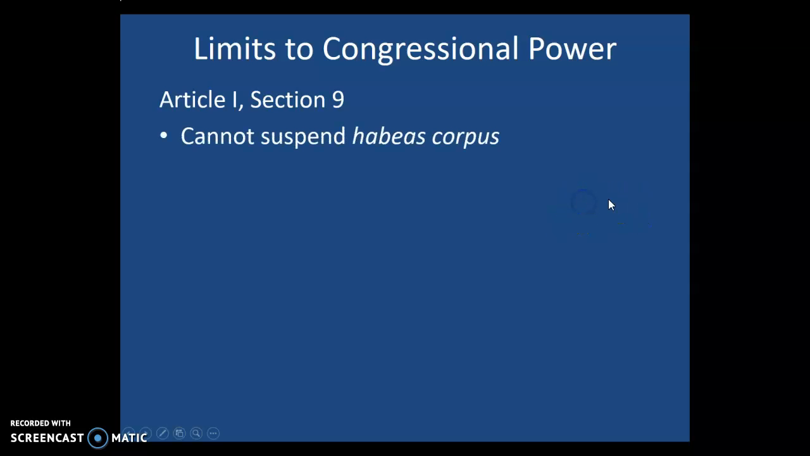And those limits would include Congress cannot suspend habeas corpus. Habeas corpus, you will recall, is your right, if you were ever charged with a crime, to have a court hearing and see the evidence that the police have that you committed the crime. So with that evidence, then you can mount your defense. Congress cannot pass a bill of attainder.